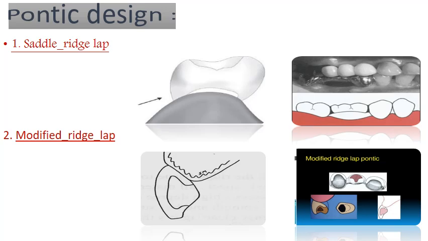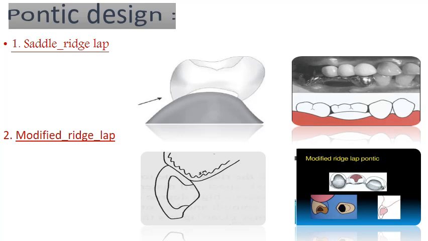Saddle ridge lap: it forms a large concave contact with the ridge. It is also called a ridge lap because it overlaps the facial and lingual aspects of the ridge. This type of pontic achieves a highly aesthetic result if the alveolar ridge is free of defects.